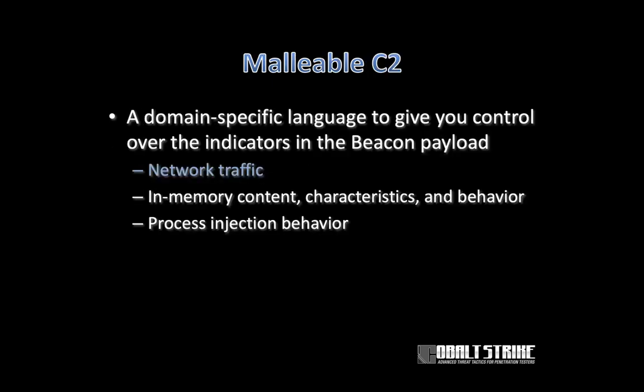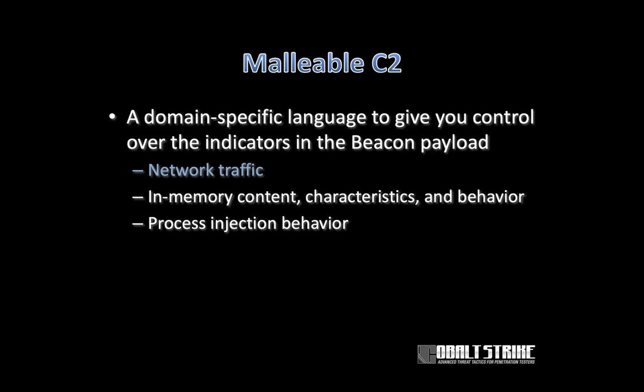Malleable C2 is a domain-specific language to give you control over the indicators in the beacon payload. Through Malleable C2, you can change what beacon's network traffic looks like. You can shape the in-memory content, characteristics, and behavior of the beacon payload. And you have fine-grained control over how beacon does process injection as well. Malleable C2 also has options to set advanced options in Cobalt Strike's post-exploitation DLLs.